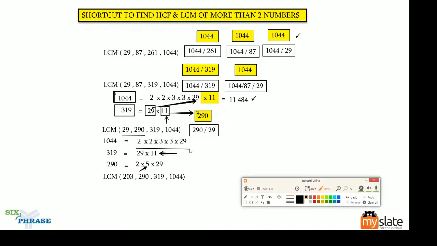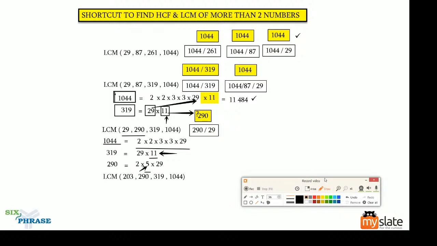Okay. So in this case you always take the largest number, guys. Try to make sure the smaller numbers divide the larger number. If you are able to do it, then the final value gives you the LCM. Now your final point is to make sure that 1044 has 11 and also 1044 has a 5. So it must have 11 and a 5.